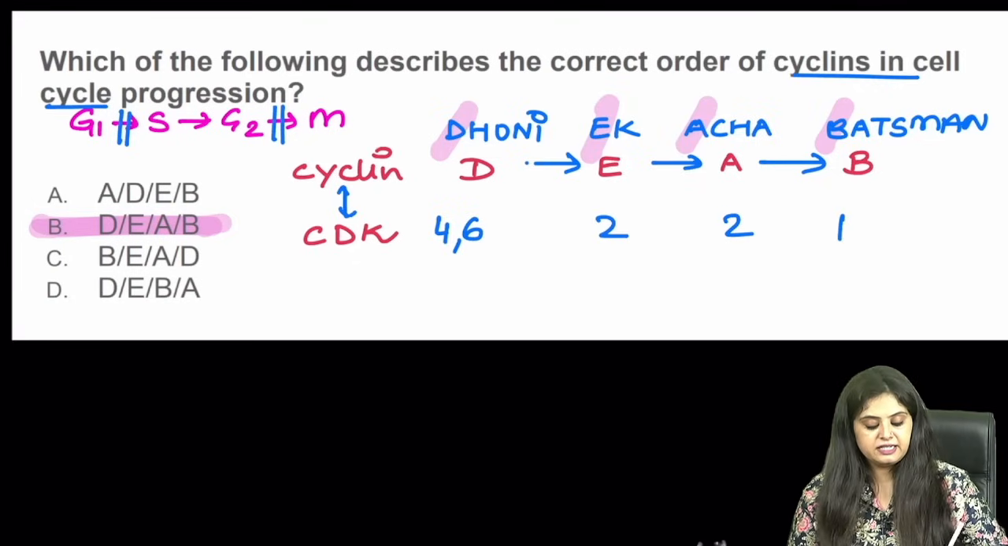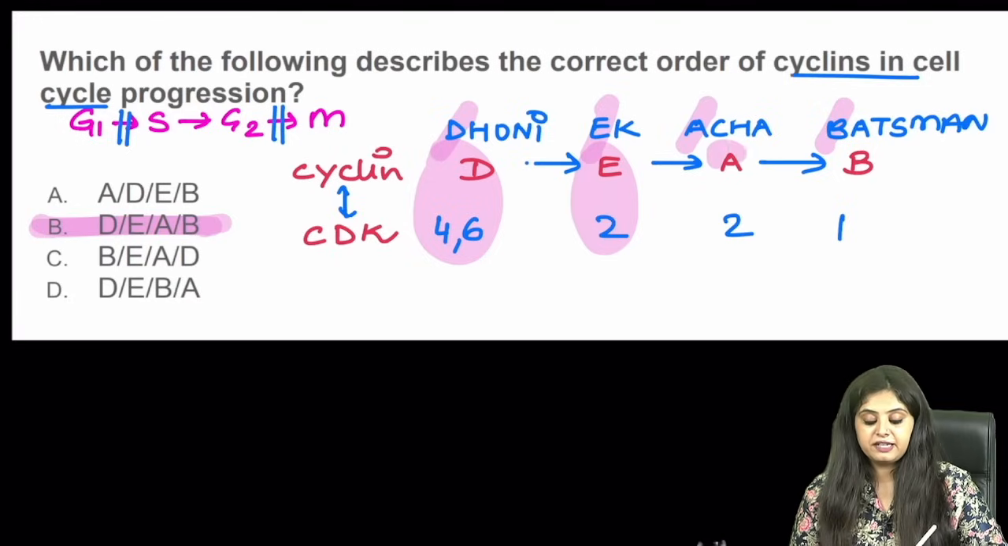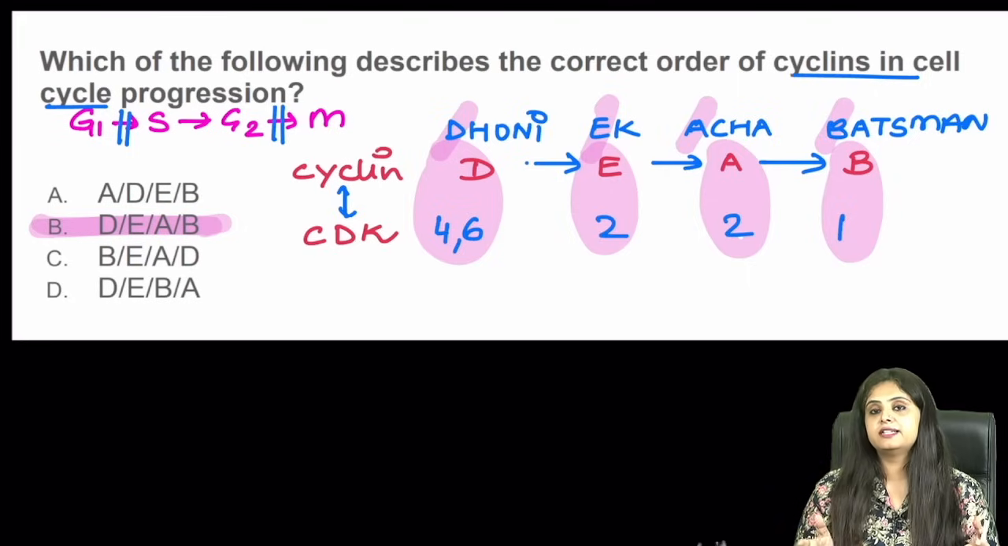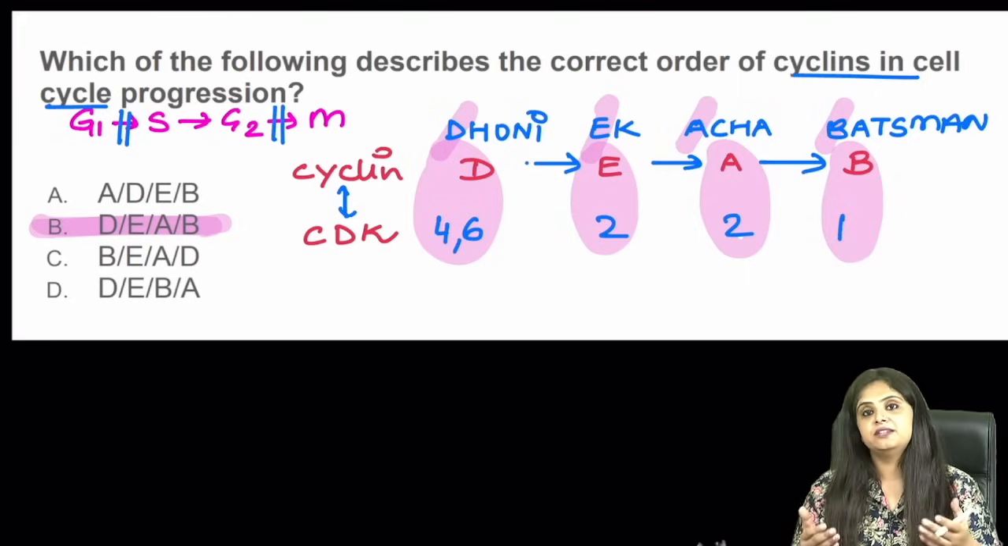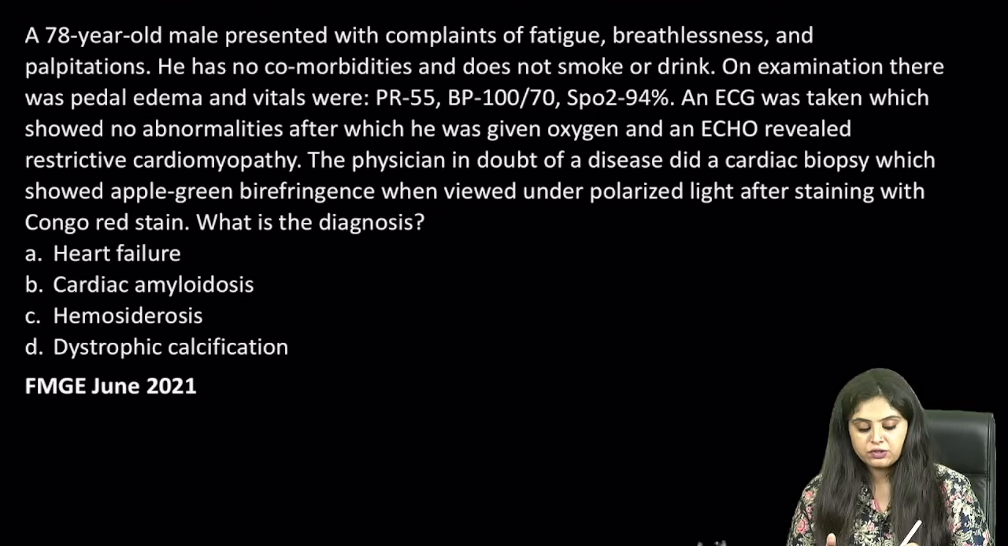So with Dhoni, I will always keep the 4 and 6, so CDK 4 and 6, and with others I will keep double, and single runs. So with cyclin D, it is CDK 4 and 6 working. With cyclin E, it is CDK 2. With cyclin A also it is CDK 2, and with cyclin B, it is CDK 1. So rather than that, we learn it as DEAB, and then we learn the numbers accordingly. Moving on to the next question.